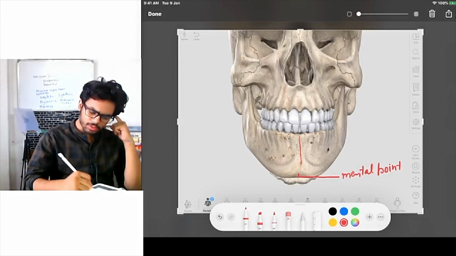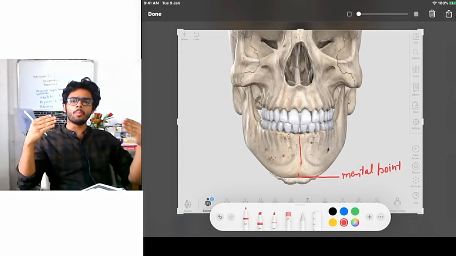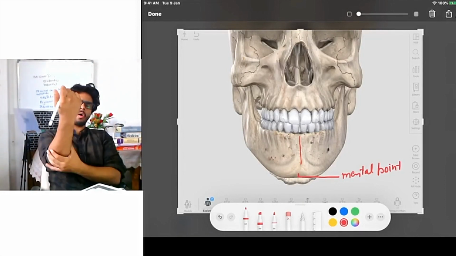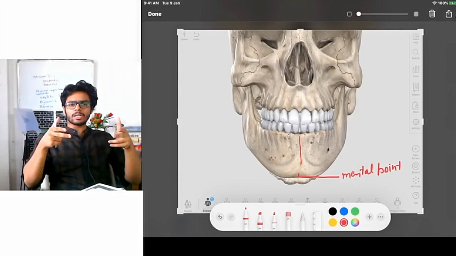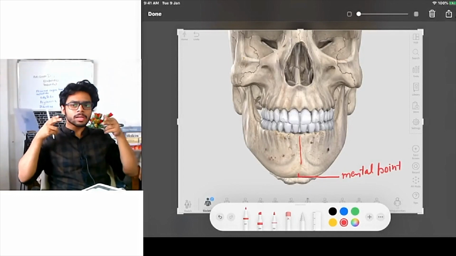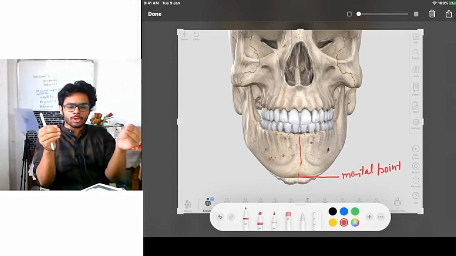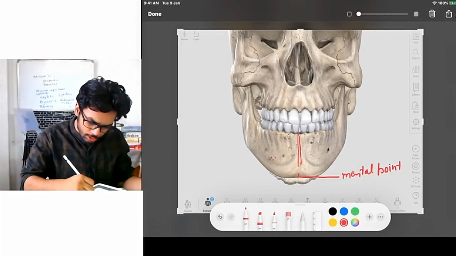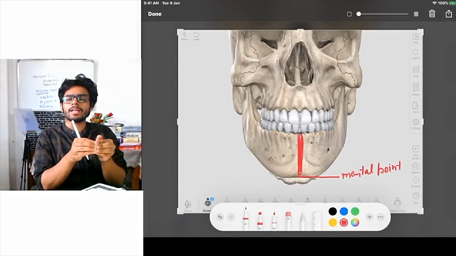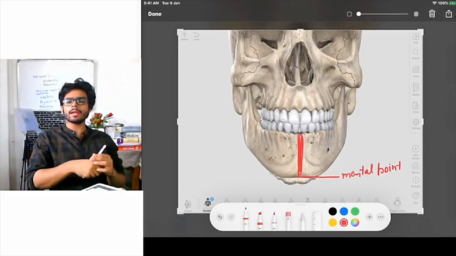What does the word symphysis mean? Symphysis means where the bones join. During the formation of the mandible, as studied in embryology, the mandibles develop on both sides and join. Since the two bones are joined very closely, this portion is known as symphysis, and this is symphysis menti. Am I clear?